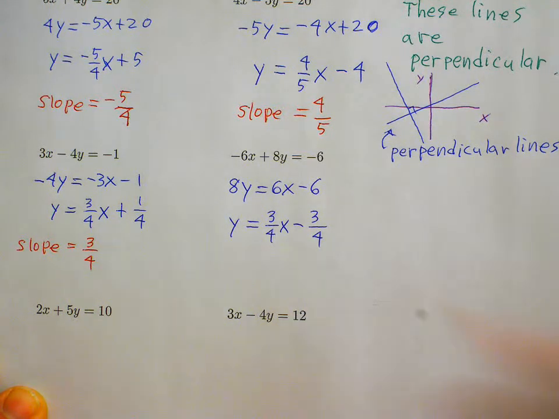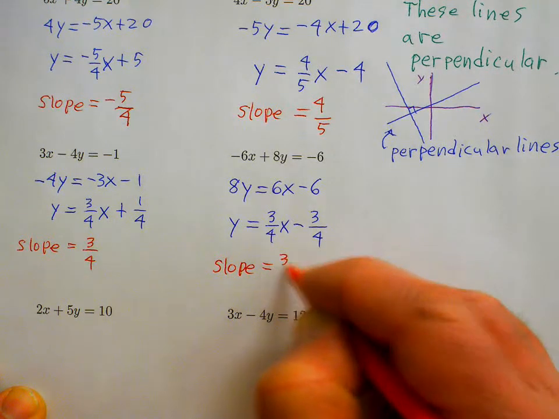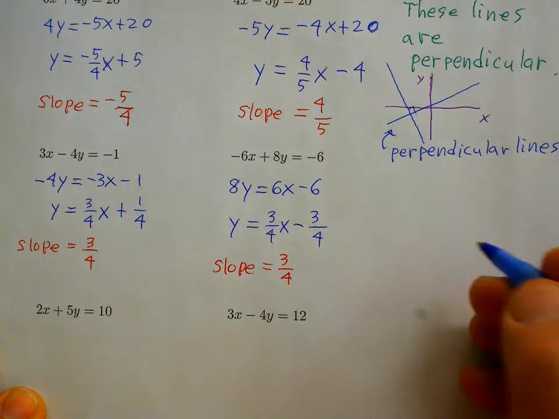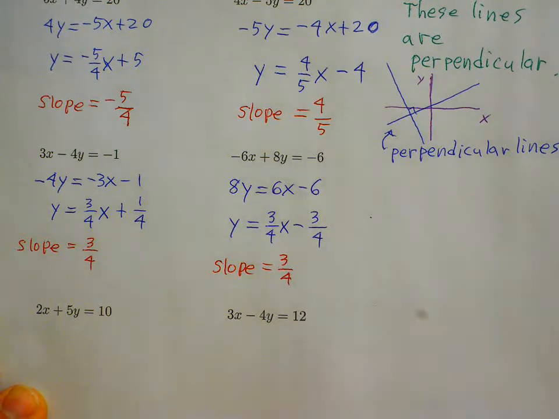Okay, so the slope of the second line is 3/4. The two lines have the same slope, but different y-intercepts. So that means the two lines are parallel lines.